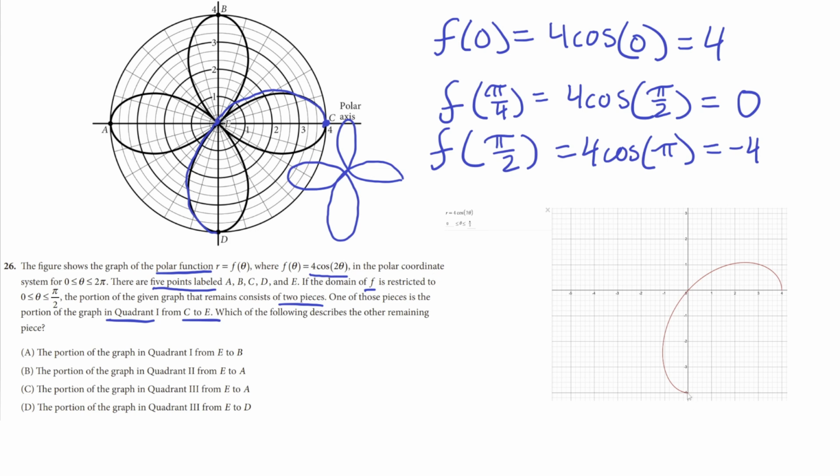If we were to continue drawing from 0 to 2 pi, the completed graph would go something like this. So we know that this arc comes next in the order, so we know that the next portion of the graph is in quadrant 3, in this quadrant from E to D. So the correct answer is D.